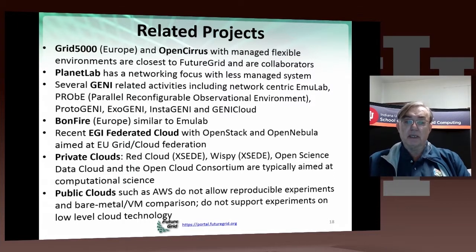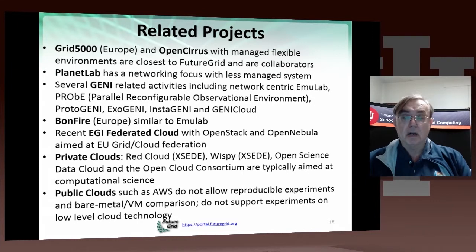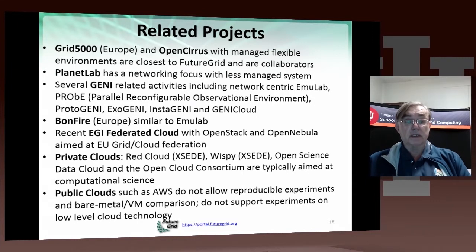And as we already said, public clouds such as Amazon are incredibly important and hugely successful, but they don't clearly support the same reproducible experiments and the same bare metal and virtual machine comparisons that FutureGrid does. Plus, you cannot actually experiment on the low-level cloud technology because that's prescribed for you by Amazon, Google, and Microsoft. That's for the three major big vendors in this field.